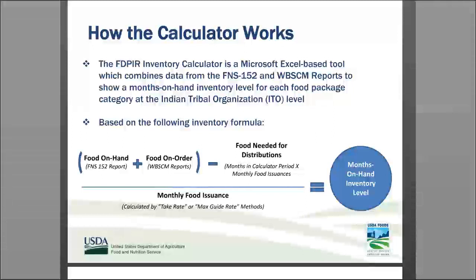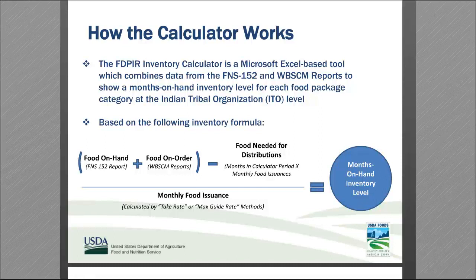Before we go into how to run and use the calculator, it's helpful to understand the logic behind the calculator and the inventory estimate that it produces. The FDPIR Inventory Calculator is a Microsoft Excel-based tool which combines data from the FNS 152 and web-based supply chain management order reports to show a months-on-hand inventory level for each food package category. You can see the basic inventory formula on the slide.